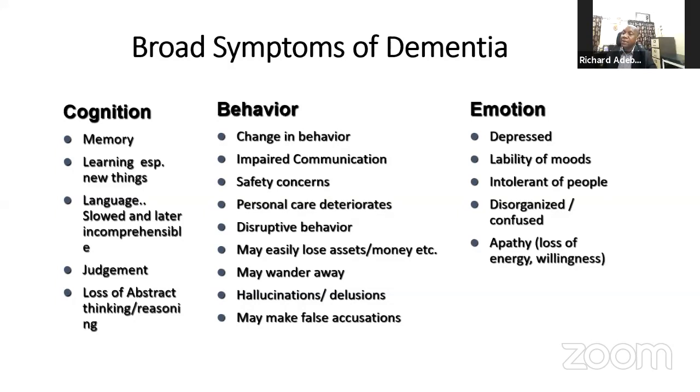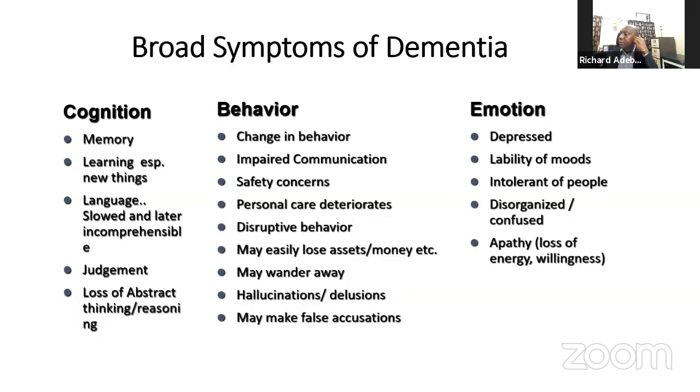When you see their behavioral symptoms, there's change in behavior, there's impaired communication, and then there's the issue of safety because the person may wander away from home. The personal care deteriorates and there can be disruptive behavior. The person may easily lose assets or money. And of course, later on, hallucinations and delusions, which are hallmarks of psychosis, may come in. They may make false accusations, and that's very common with them. An elderly woman misplaces her purse and starts accusing the grandchild, saying, "You have stolen the money." And eventually, grandma will find the purse where she kept it but had forgotten it. So they can make a lot of false accusations. These are behavioral symptoms. We classify them.